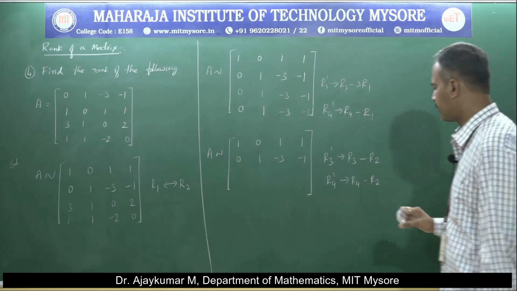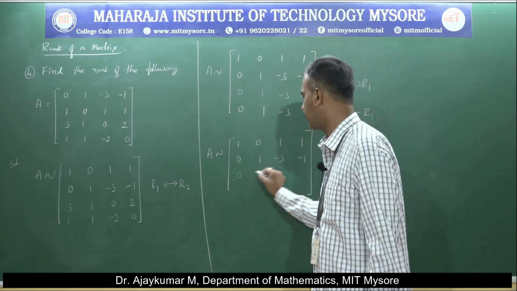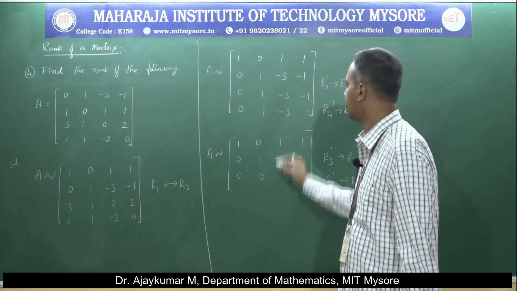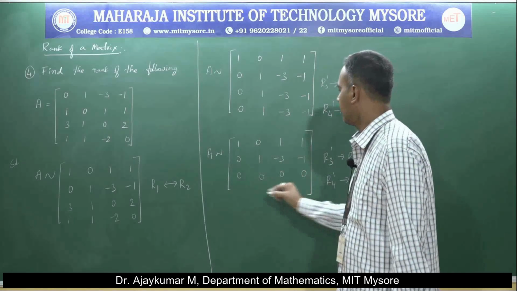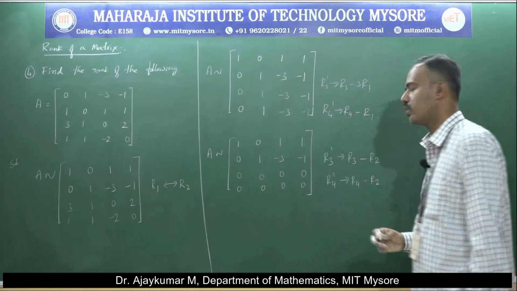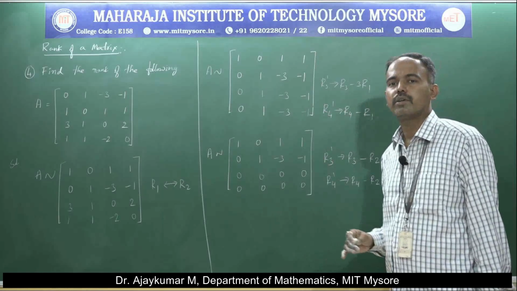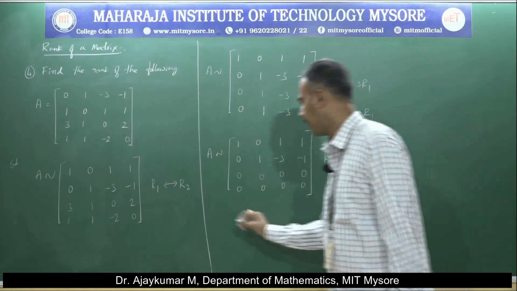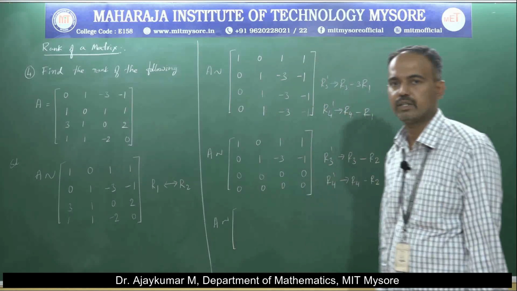Now R4 minus R2 means the elements here: 1 minus 1 is 0, minus 3 minus of minus 3 is 0, and the next one also 0. The next elements are also 0 because of the row transformation. The common elements, one positive and one negative, we denote in the 0 form. Finally, we specify the matrix after the row transformation.